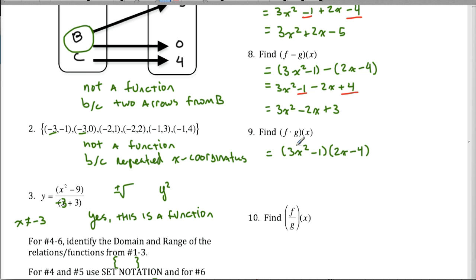And again, this is nice when it's in parentheses because immediately I can see that this is FOILing. So I'm going to multiply my first terms, 3x squared times 2x. 3 times 2 is 6. X squared times x is x cubed.